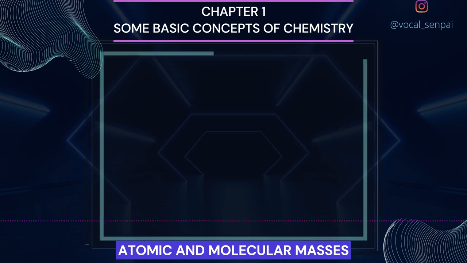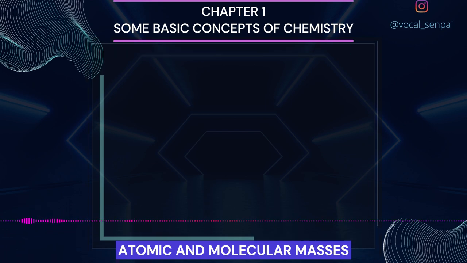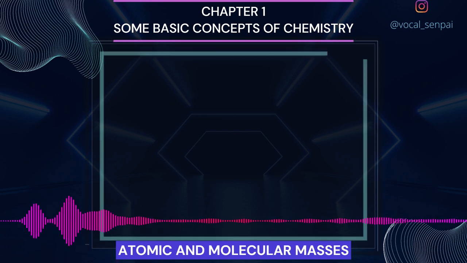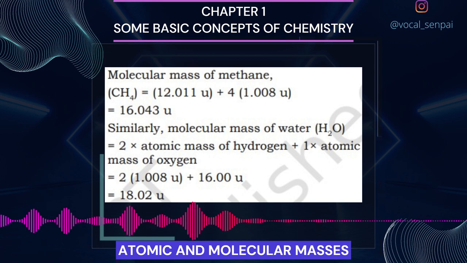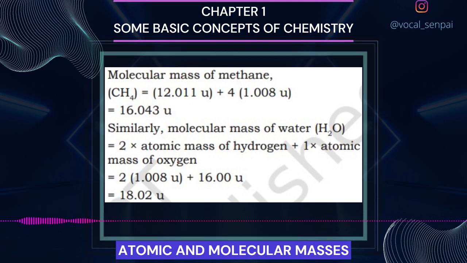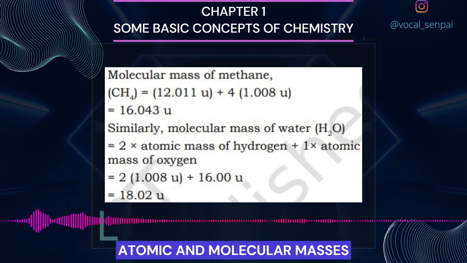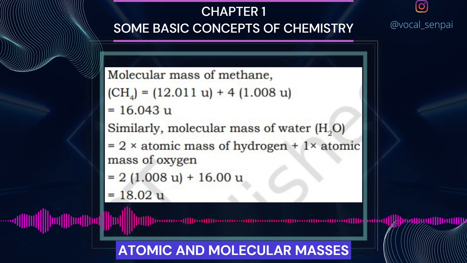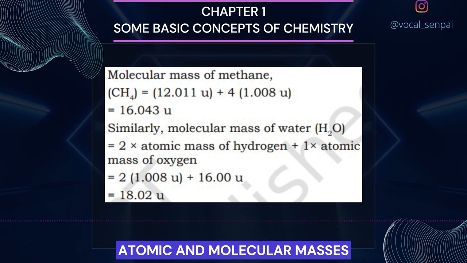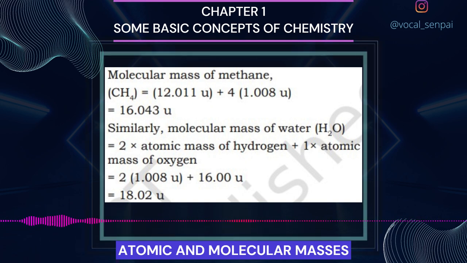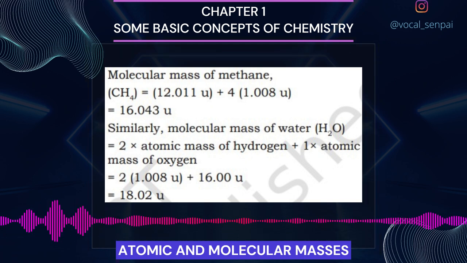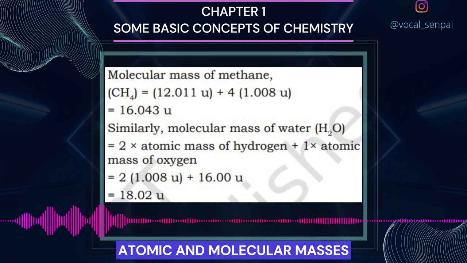Molecular mass. Molecular mass is the sum of atomic masses of the elements present in a molecule. It is obtained by multiplying the atomic mass of each element by the number of its atoms and adding them together. For example, molecular mass of methane, which contains one carbon atom and four hydrogen atoms, can be obtained as follows.